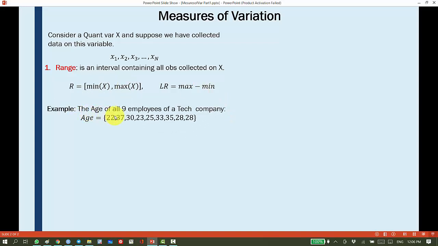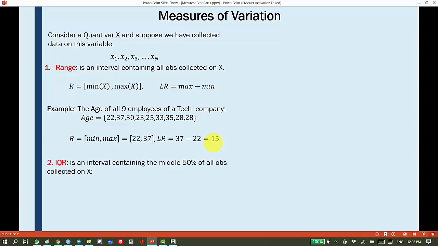For instance, consider the age of all 9 employees of a technology company in Kabul given here. In order to find the range and the length of the range, what we need is the minimum value and the maximum value here. After checking through, we see that the minimum is 22 years and the maximum is 37 years. Therefore, the range of the variable age is 22 to 37. Of course, the length of the range is 37 minus 22, which is 15 years. That means the difference between the youngest employee and the oldest employee in this company is 15 years.